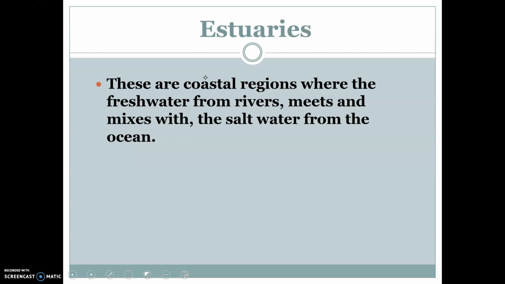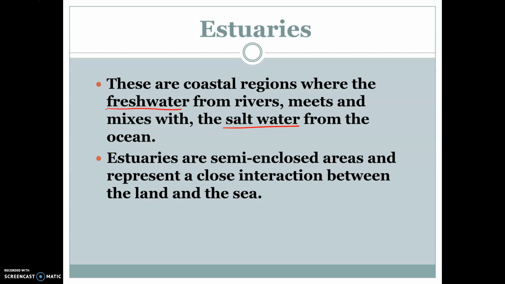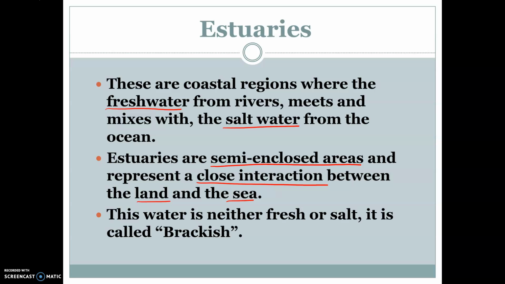So estuaries, these are coastal regions, like I just said, where fresh water from rivers meets the salt water from the ocean. So these are going to be two important terms here when we talk about it, but it's where those freshwater systems meet the ocean. Those are called estuaries. So they are semi-enclosed areas and represent a close interaction between land and sea. So we're going to see that all of these areas are heavily covered by land, unlike you might see in other ocean or other coastal regions here.